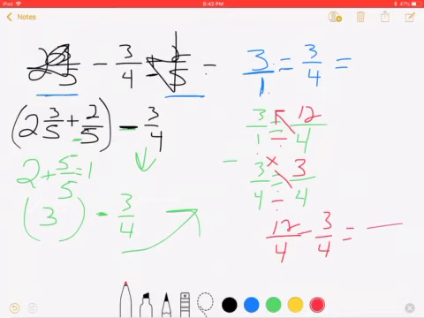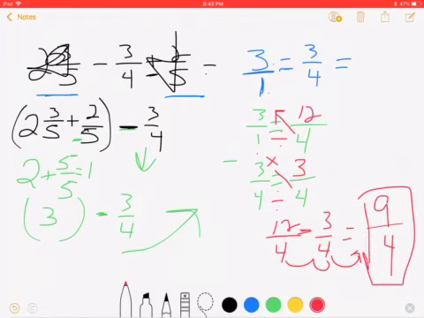Easy peasy lemon squeezy. If the denominators are the same, guess what? They stay the same. 4 is our denominator. 12 minus 3 equals 9. And so the answer here is 9/4. And my class knows that this is an improper fraction. We have to change it into what? A mixed number. Go ahead and pause and see if you can change it into a mixed number. And when you come back, I should have the answer.